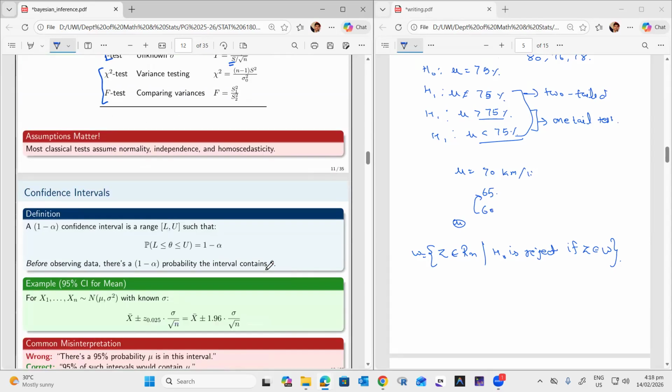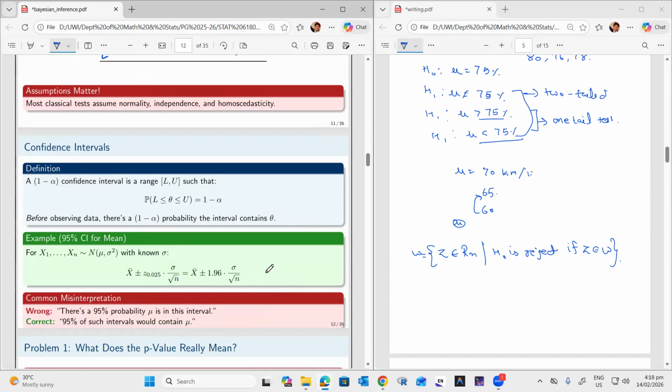All right. So after that, we go to the confidence interval. The confidence interval is basically such that the probability that theta lies between the limits L and U is equal to 1 minus alpha. That is your confidence interval, and alpha is your level of significance.